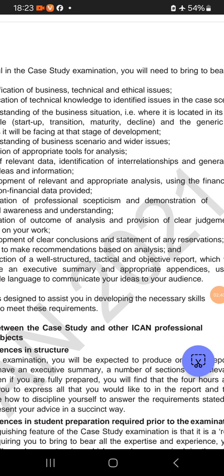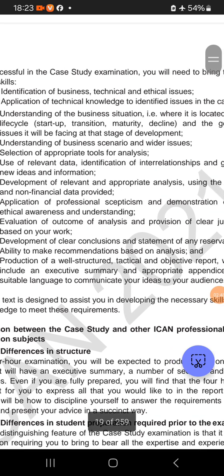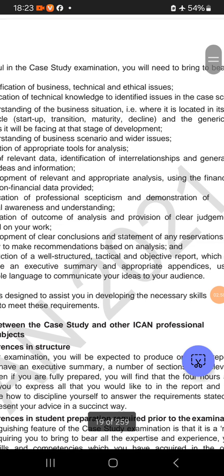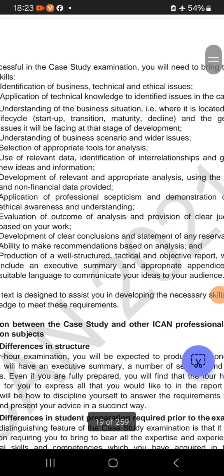Now, the materials that will be given to you, you must possess the skill to be able to identify the business, to identify the technical issues that are embedded in the material, and your ability to also identify the ethical issues.